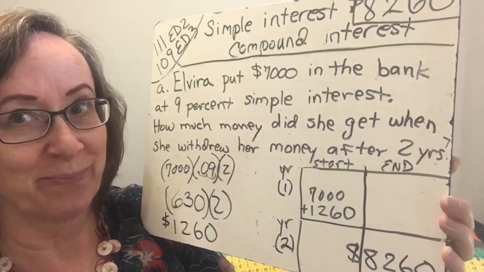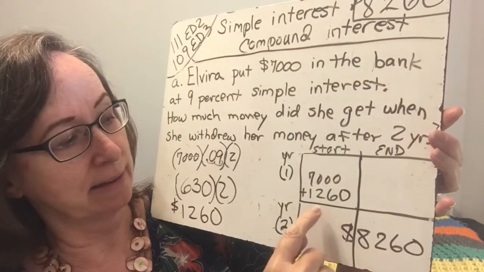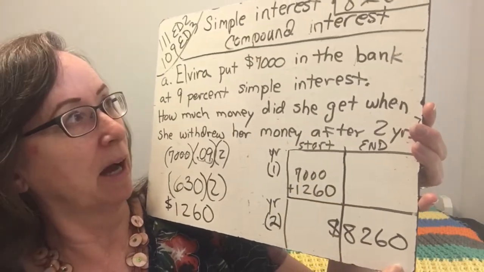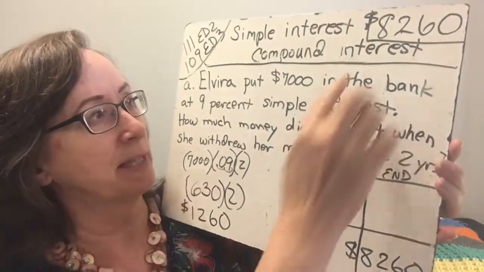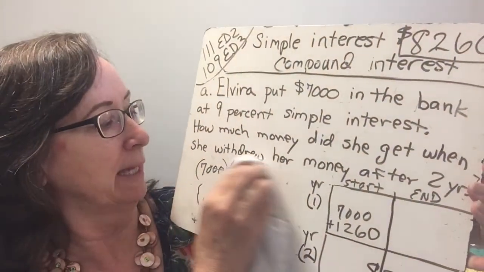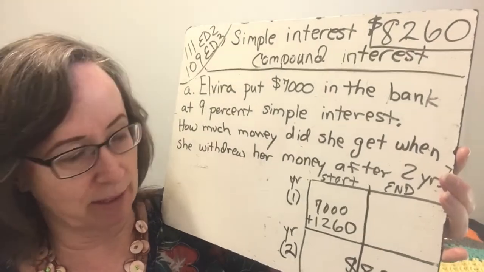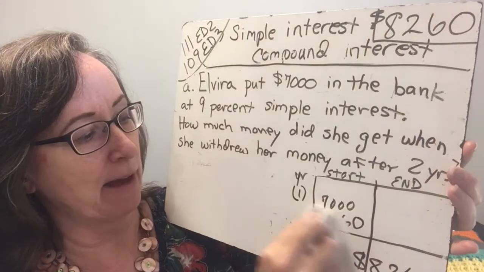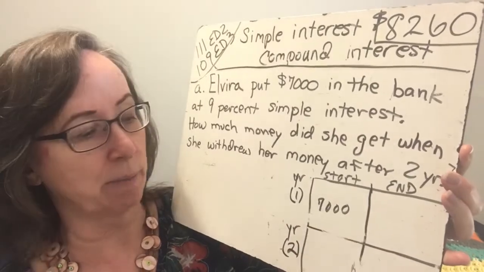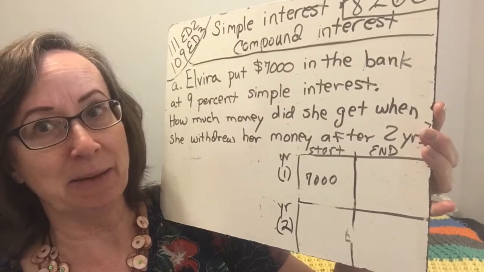Now that we have found the simple interest, we added it back to the 7,000. So this is what Elvira would make after 2 years of simple interest. And we put it up there. So now the second part of your problem is to do the same problem, but now with compound interest. So we're going to have to take this out and this out. But now we're going to use the boxes to do the compound interest of the same situation.